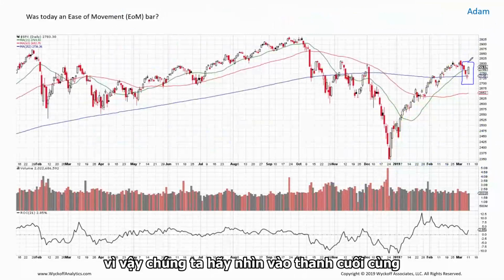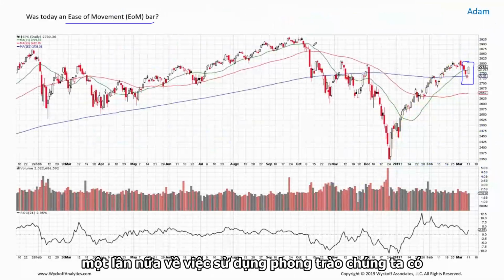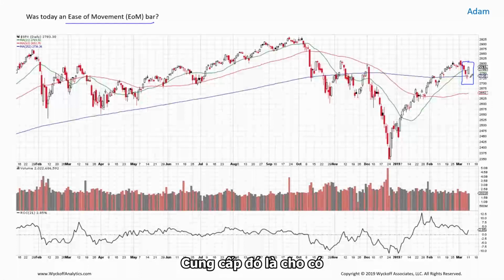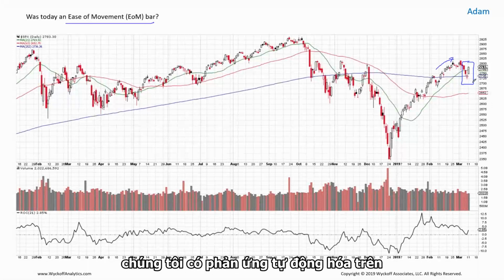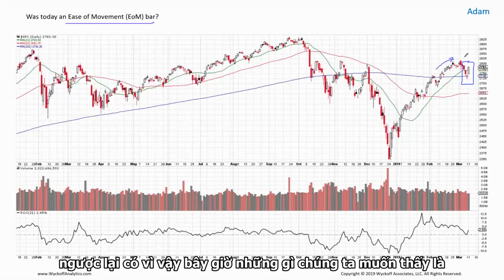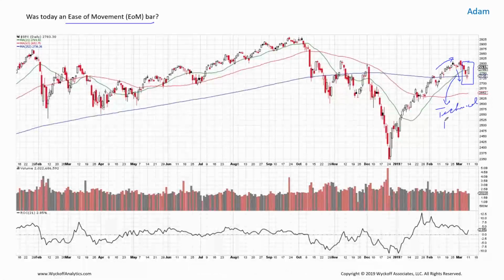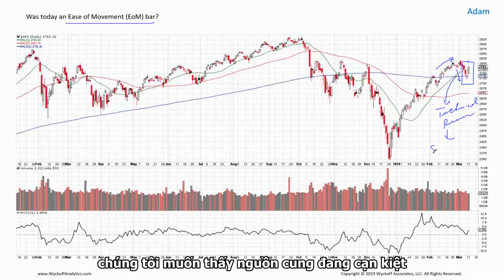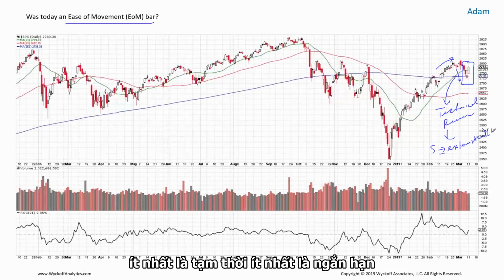So let's look at the last bar. And let's go through the definition again of the use of movement. Do we have supply that is poor? Yes. Diminishing demand on the reaction? Yes, we have that. Or diminishing reaction on the upside? Yes. So now what we want to see is, through the reaction that was a technical reaction, supply being exhausted, at least temporarily, at least short term.